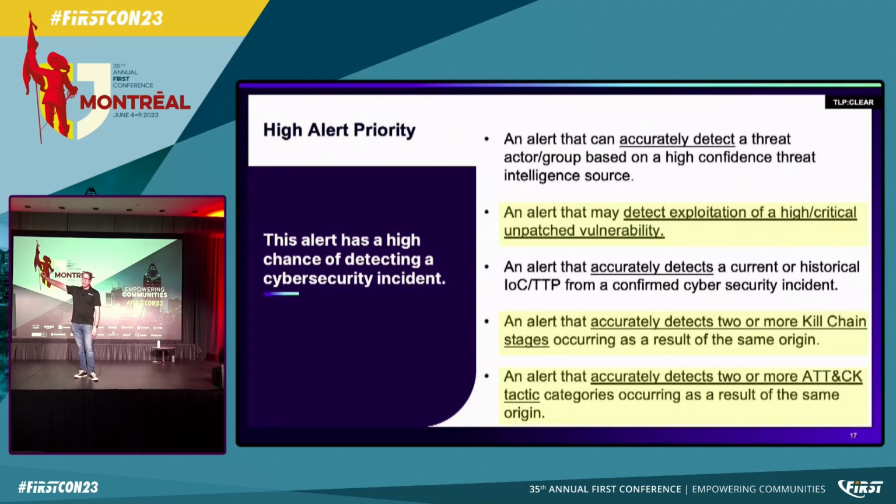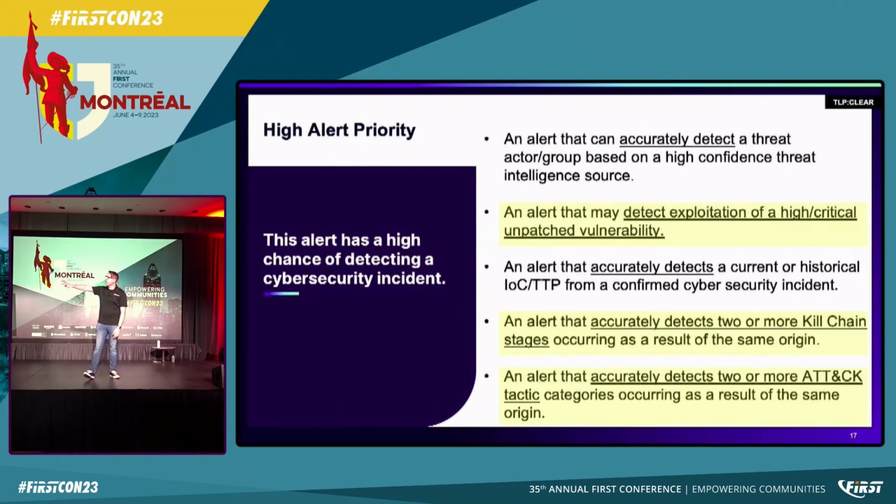Or something like an alert that accurately detects 2 or more kill chain stages. Again, bad, because it shows me progression of a threat actor moving through their life cycle on a system or inside the environment. And the same with MITRE. If I have 2 or more ATT&CK tactics occurring, again, that shows me progression of the life cycle of a threat actor on an endpoint. So if I can detect these, they are high. These are my really bad things that are occurring.